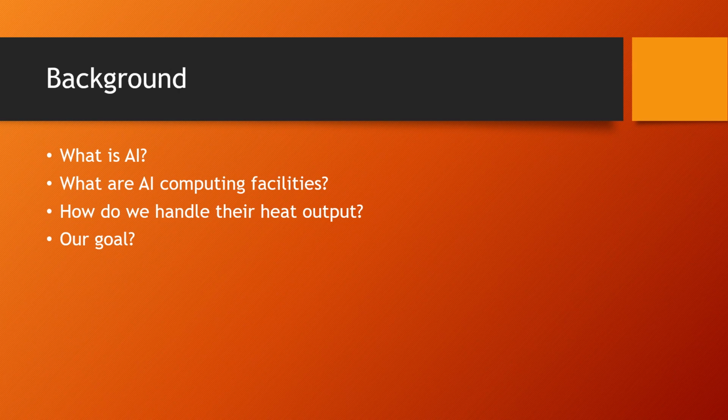It's quite simple. AI computing facilities are essentially data centers that hold hundreds of computers required for AI to perform the required computations. As they get bigger, as well as more advanced, more energy is required to run them and more heat is produced. Now, how do we handle this continuous increase of heat output?